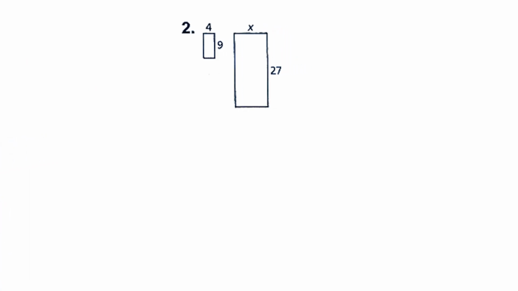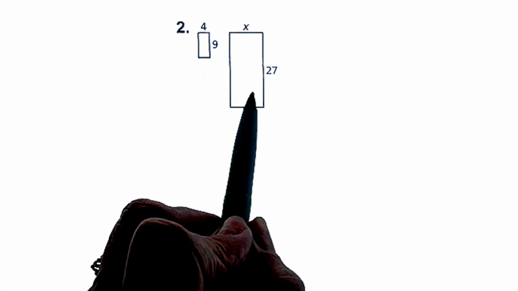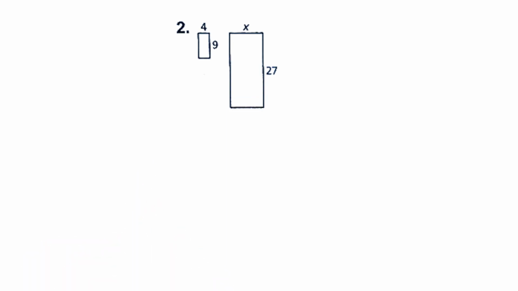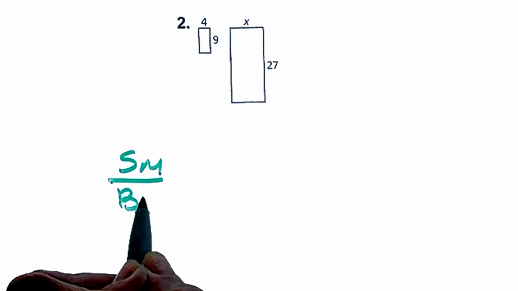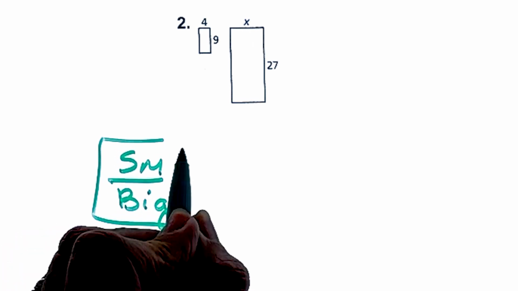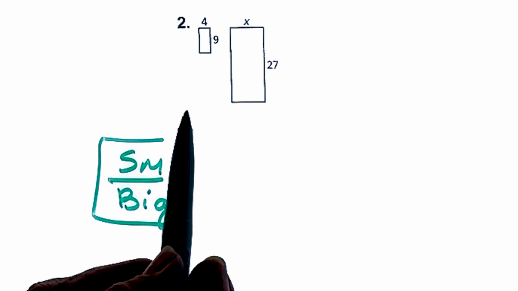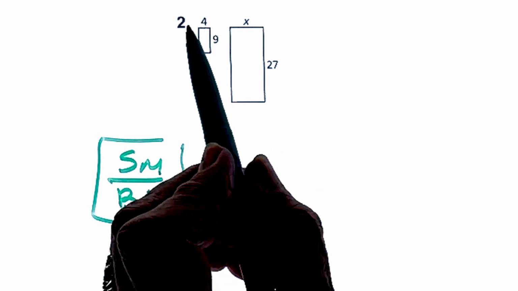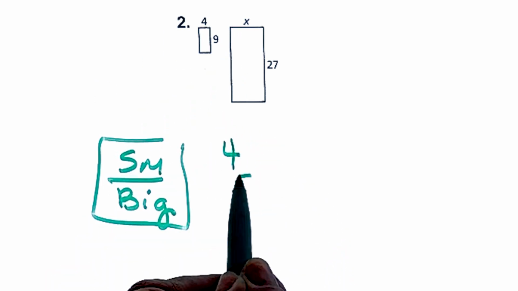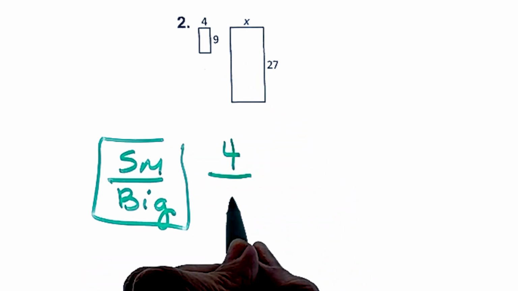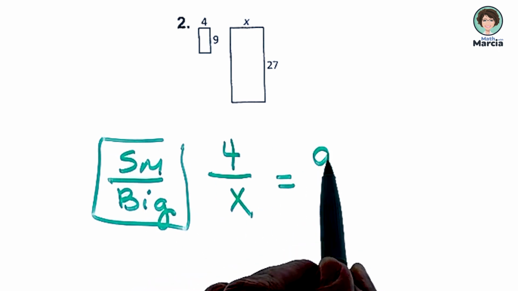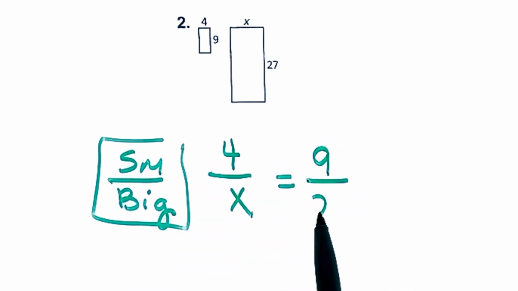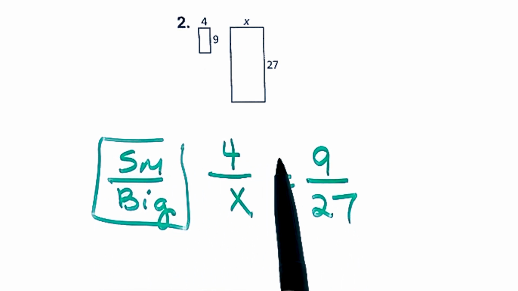All right, so let's look at number 2. Here I have a small rectangle and a larger rectangle. So again, I am going to write small over big. That's my brain getting ready to solve this problem. Now the small base is a 4, and the large base that corresponds with it is an x. Going to the side of the rectangle, the small is a 9, but notice the large is a 27. Again, my small values are my numerator, my larger values are my denominator.